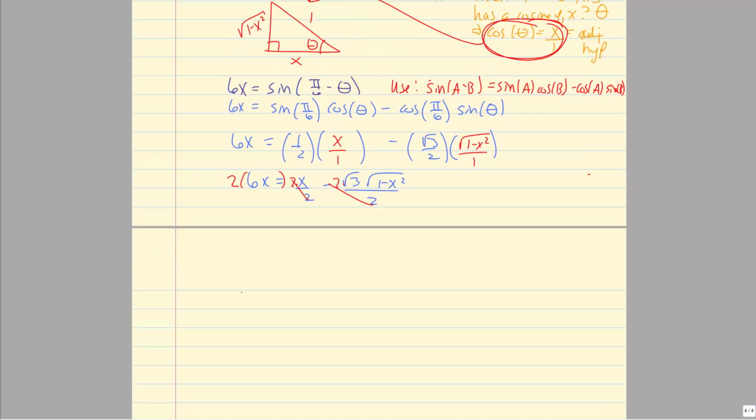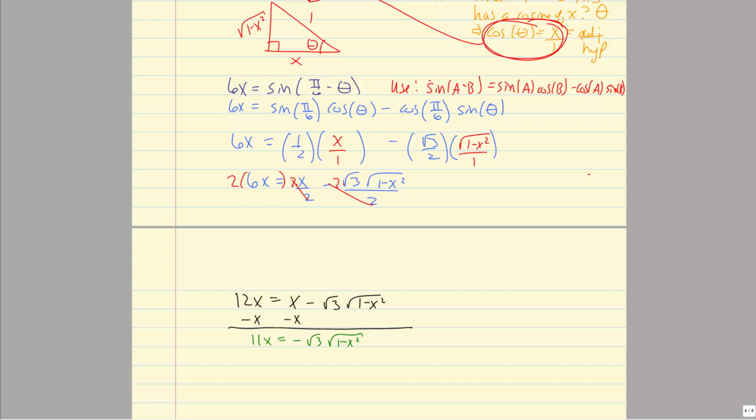So 2 times 6x is 12x equals, again these 2's canceled, so I'm left with x minus the square root of 3 square root of 1 minus x squared. So what I'm going to want to do next is isolate the radicals so I can square both sides. I'll start by subtracting x from both sides. So I'll have 11x equals negative square root of 3 root 1 minus x squared.